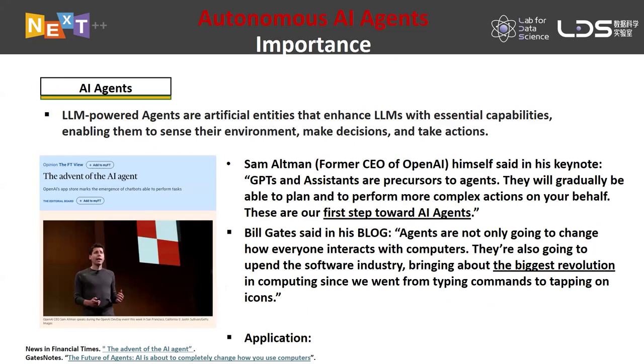And a lot of people realize the importance of the large language model agent, like Sam Altman, the CEO of OpenAI, who says the GPTs and the assistants are the precursors of agents and the first step towards the AI agent. And Bill Gates says in his blog that agents are the upend of the software industry and will bring about the biggest revolution in computer science. And there is some big news about OpenAI: they will release their voice assistants using GPT, and this is just an instance of the agent scenes.